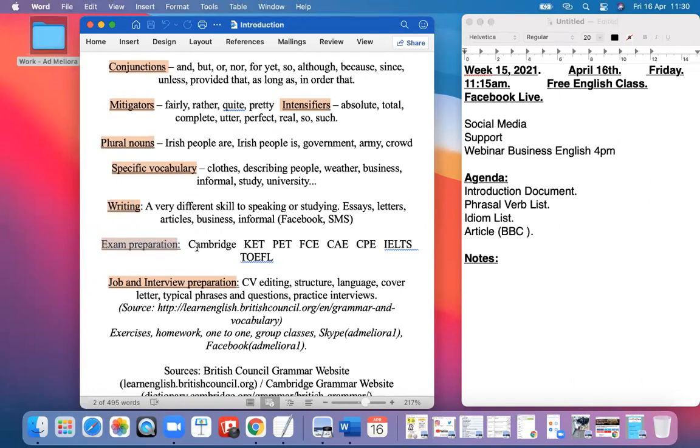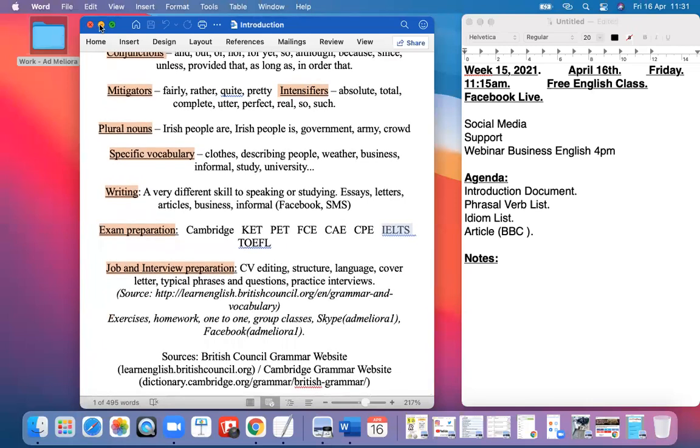Exams. So exams are very popular and very important in English. The Cambridge exams are a big part of English, and also the IELTS exams are very popular. And every week I have specific classes, specific webinars dedicated to exams. For example, today at 4 o'clock, it's business English. And on Wednesday, it's IELTS. Tomorrow at 1 o'clock, it's the B2. So we have different classes every day, and exams are very, very important.